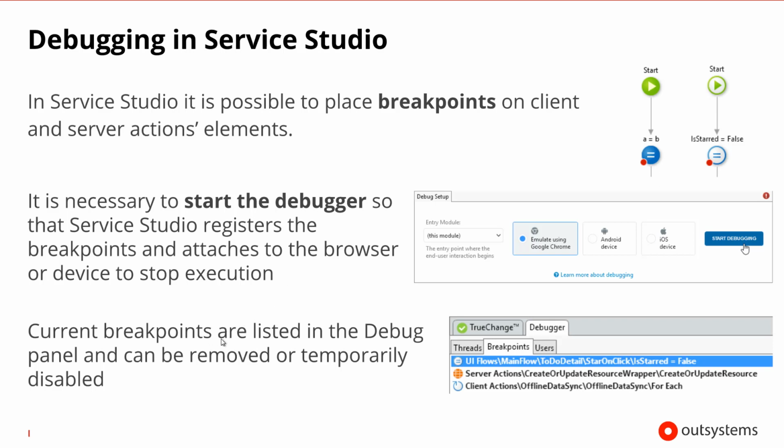All of the current breakpoints are listed in the bottom area where the debugger tab is, and we can go ahead and manipulate the breakpoints there. We can remove them or temporarily disable them, both from the tab at the bottom or by actually going into the actions and doing the same type of thing.